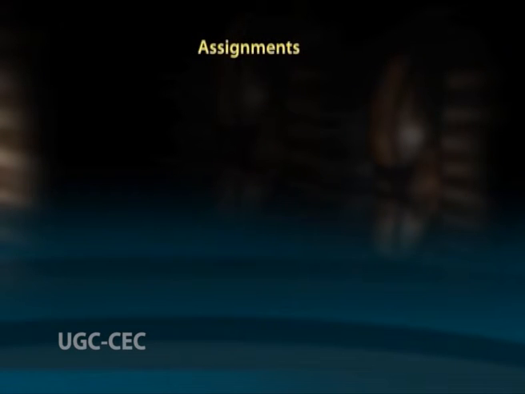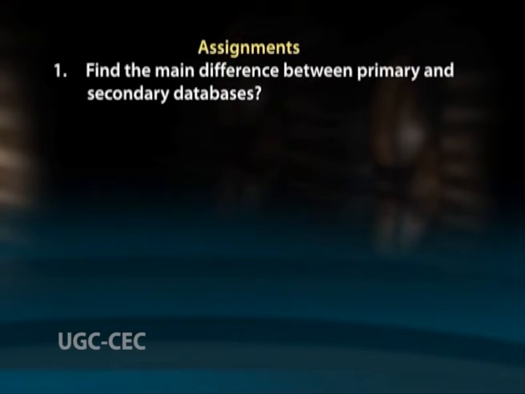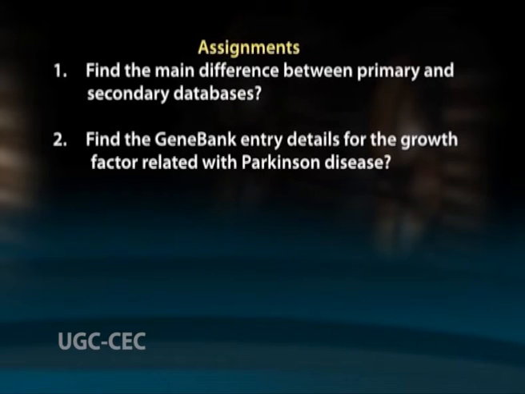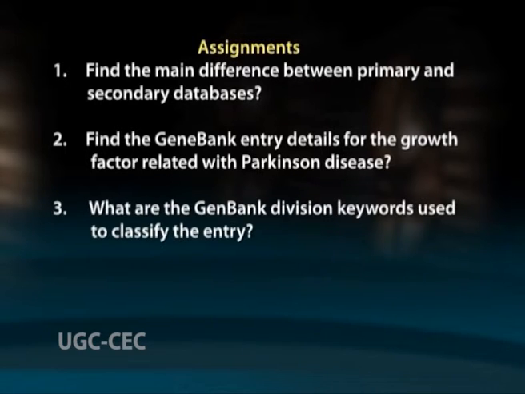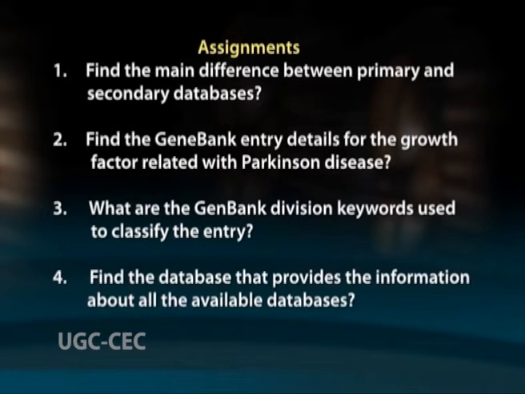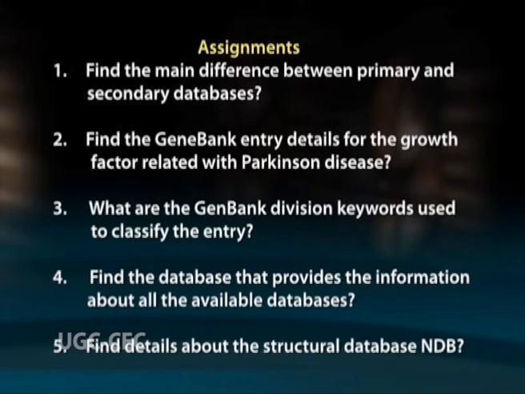Now, here are some assignments for you to work out. First one, find the main difference between primary and secondary databases. Second one, find the GenBank entry details for the growth factor related with Parkinson's disease. Third one, what are the GenBank division keywords used to classify the entry? Fourth one, find the database that provides the information about all the available databases. Fifth one, find details about the structural database NDB.